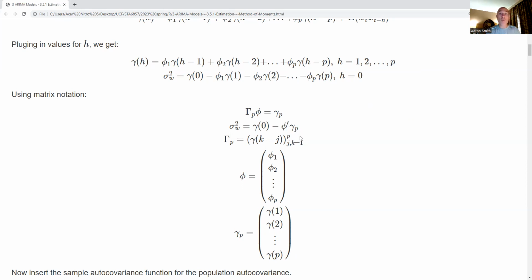I can work this out. So the big idea here is to now solve, because I've got an estimate for these values from my data. I've got an estimate for these values. If I multiply both sides by the inverse of big gamma sub p, I'm going to get an estimate of the coefficients.